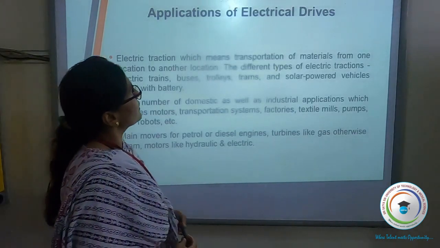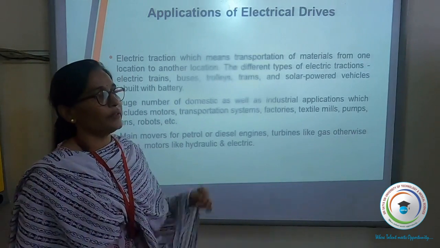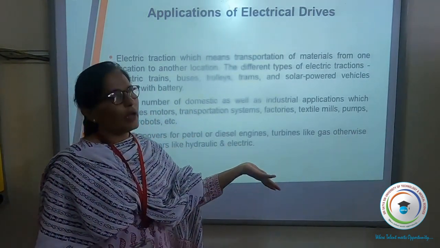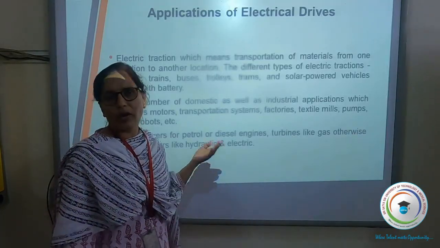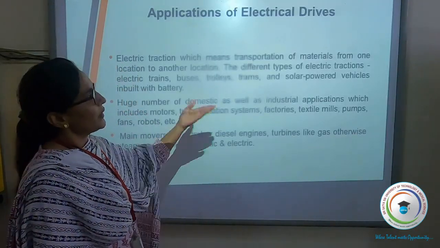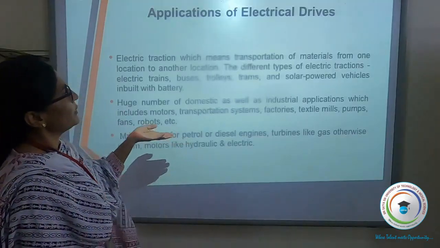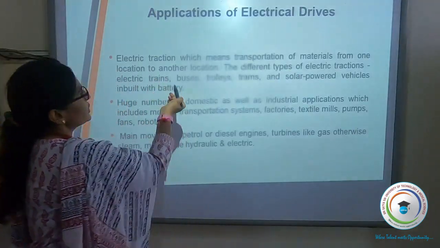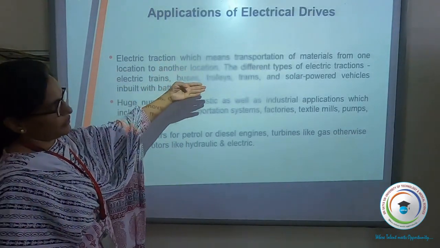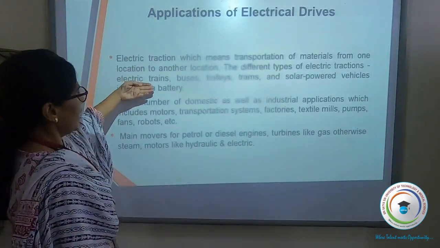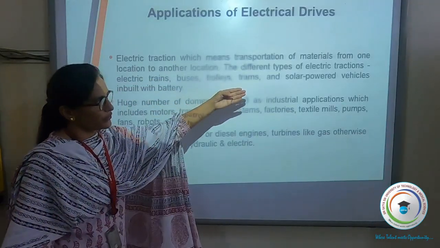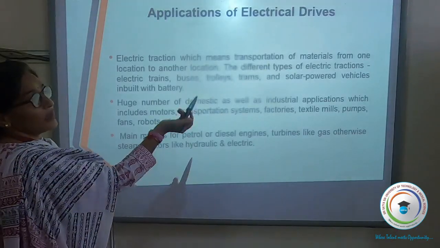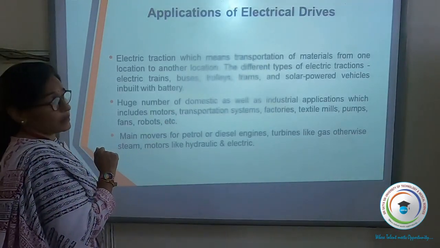Applications means uses of electrical drive system, where we are using it. Basically, in all types of industrial systems and transportation systems, for example textile industries, and every type of industry, like transportation of materials from one location to another, we need a drive system. Then different types of electrical traction: electric trains, buses, trolleys, trams, solar powered vehicles, etc. These are the applications where we use electrical drive system.